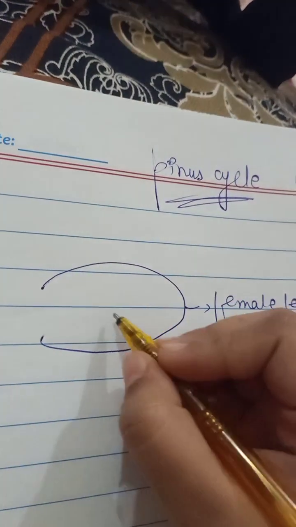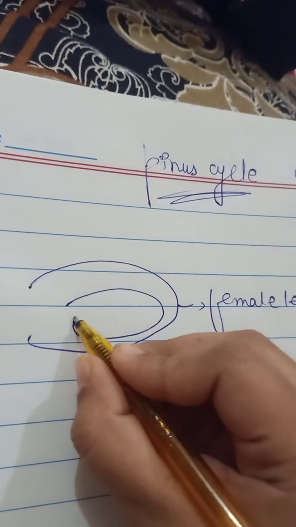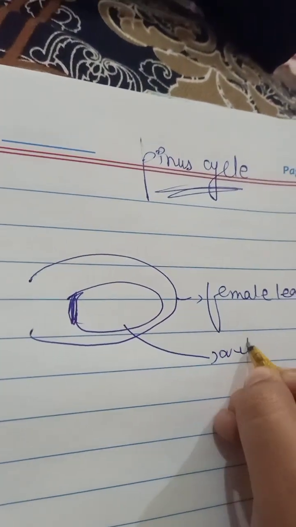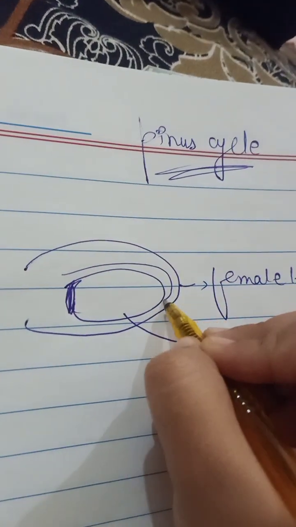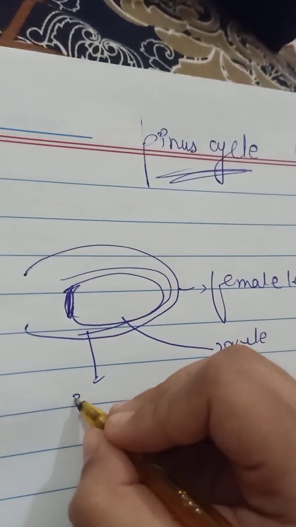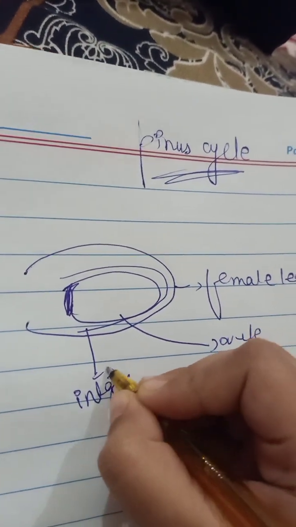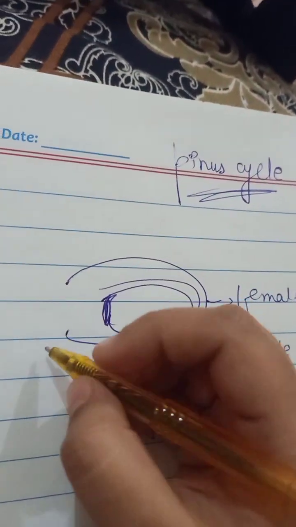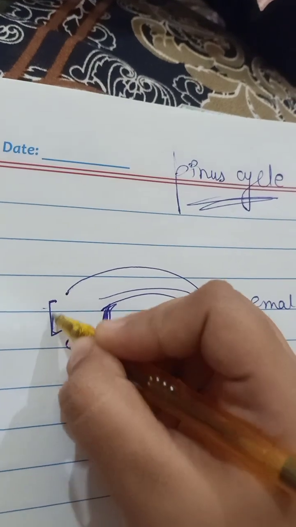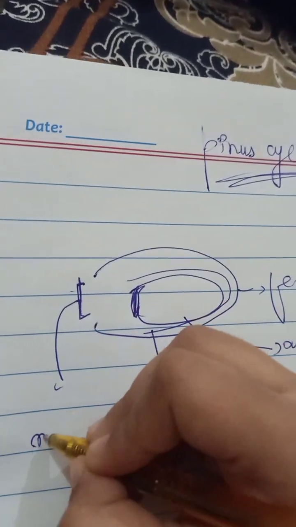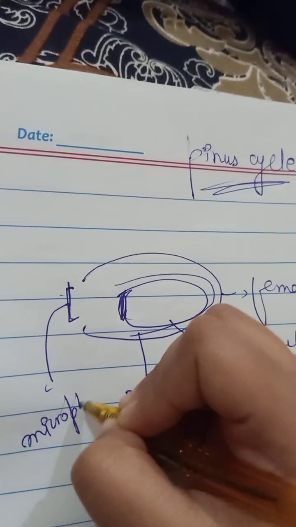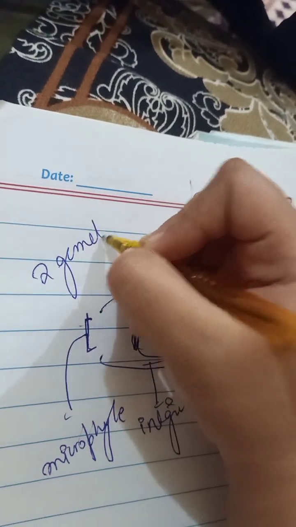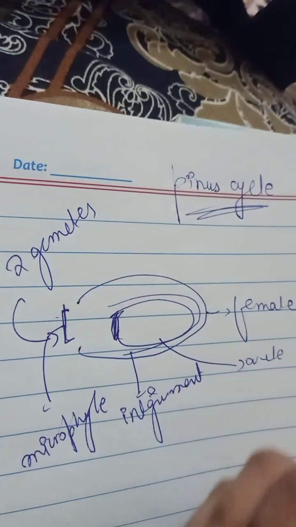And here is a megaspore mother cell, or you can say the ovule. In the ovule we have the integument, which is the covering. And here is the micropyle. Micropyle is a space from where the two male gametes will move, and the fertilization will occur.